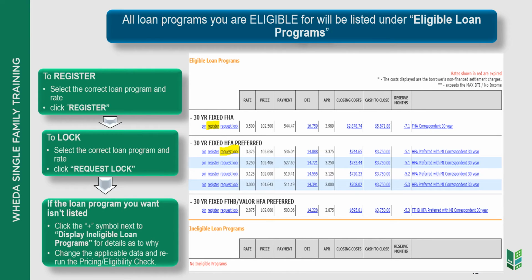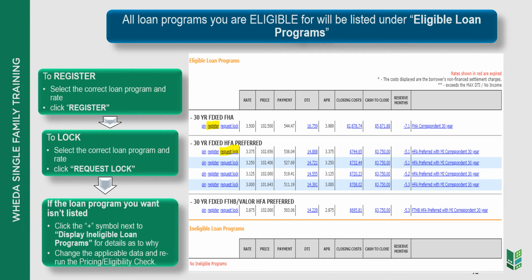Pricing will then run and all eligible loan programs will appear. It's possible that the user's desired loan program will come back as ineligible. Click on the plus symbol on the Display Ineligible Loan Programs line to reveal the reason for the ineligible feedback. For example, the user selected a 97% loan-to-value for an FHA loan product. Since the FHA loan product has a maximum LTV of 96.5%, the loan was identified as being ineligible.